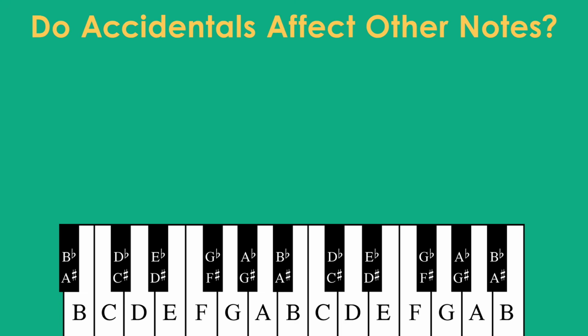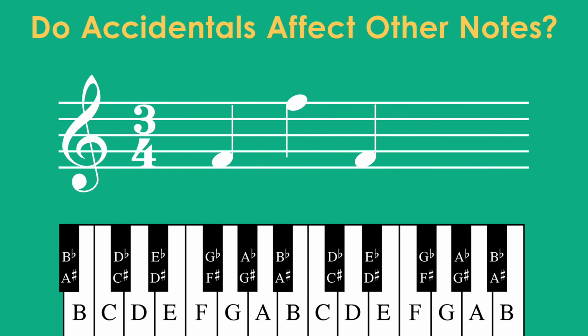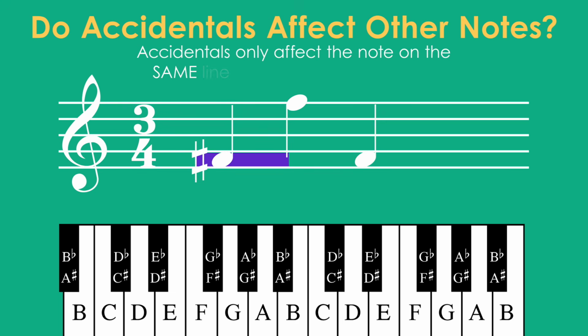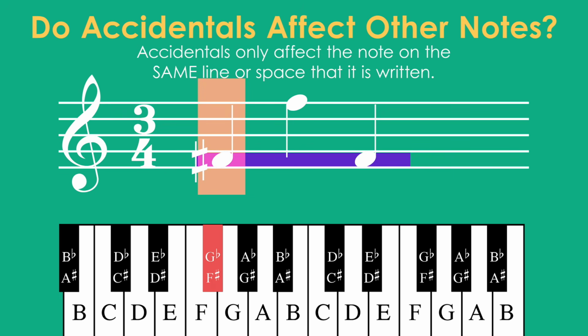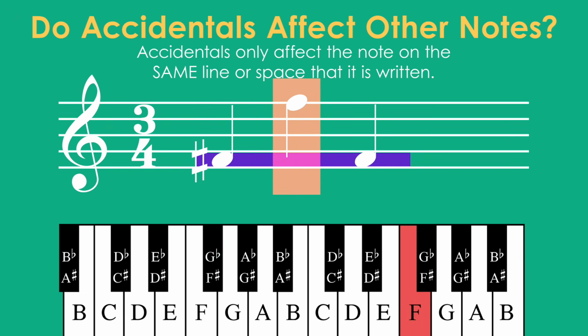Do accidentals affect other octaves of the same note? Let's look at this example. Here we have F, another F an octave higher, and then back down to that first F. If we add this accidental to the first F, it becomes F sharp. But accidentals only affect the note on the same line or space that it is written. So now we have F sharp, F, and F sharp. Since the second F is on a different line or space than the accidental, it is not affected by the accidental.